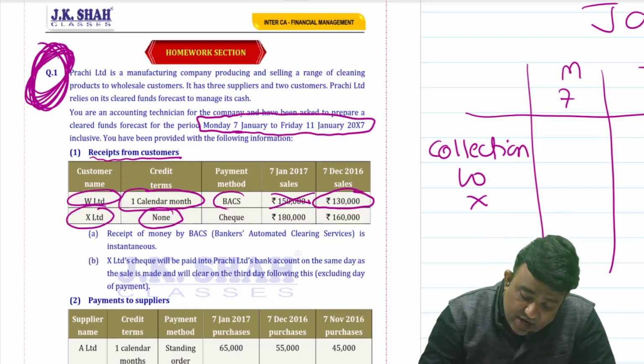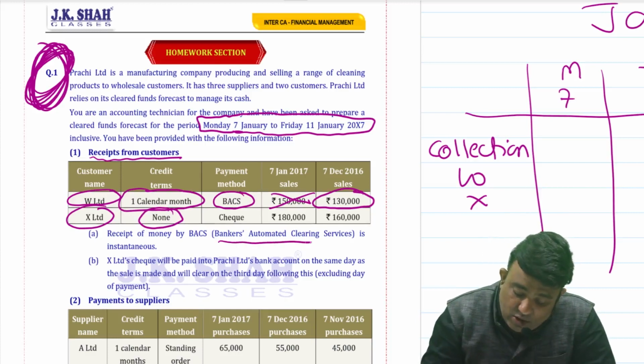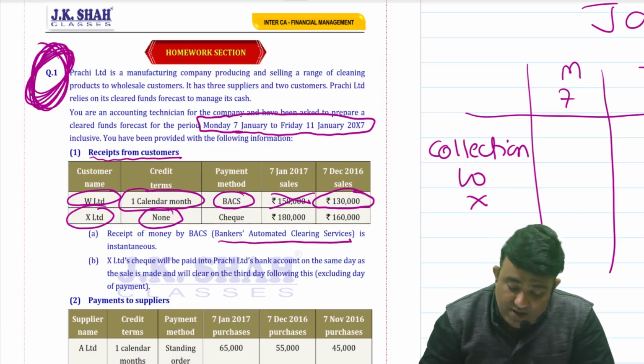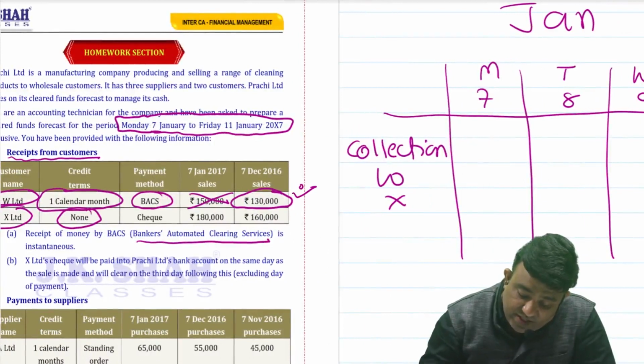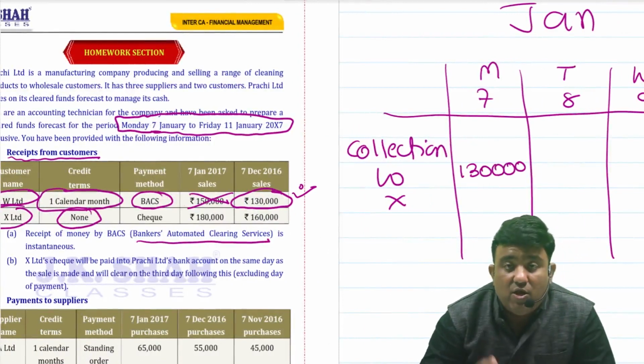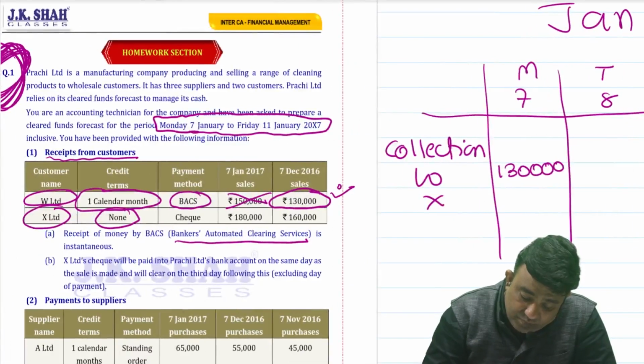And this is electronic clearing system, that is bankers automatic clearing system, whereby the amount will be credited in your account instantaneously. Meaning, your 130 of December sales will be collected in the month of January, 7th date, on the spot. And thereafter WX Limited, no credit, so I'll be targeting 180.